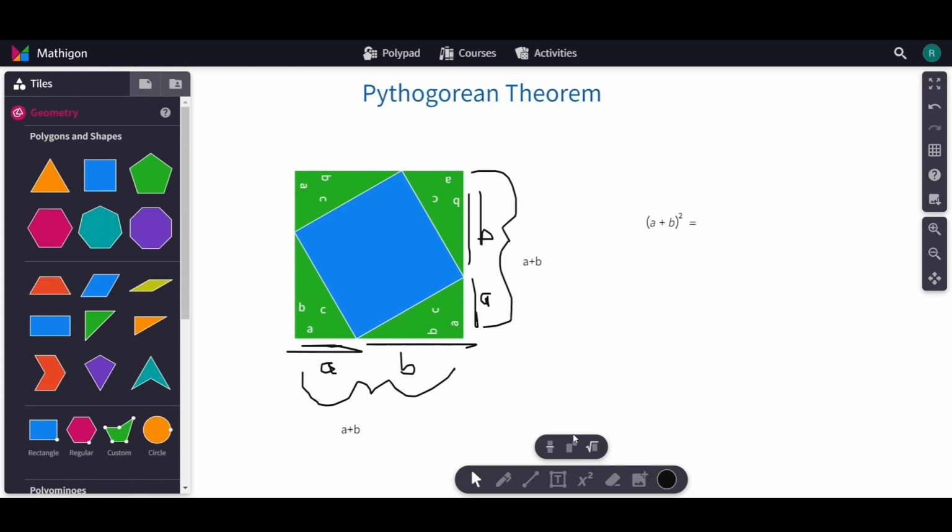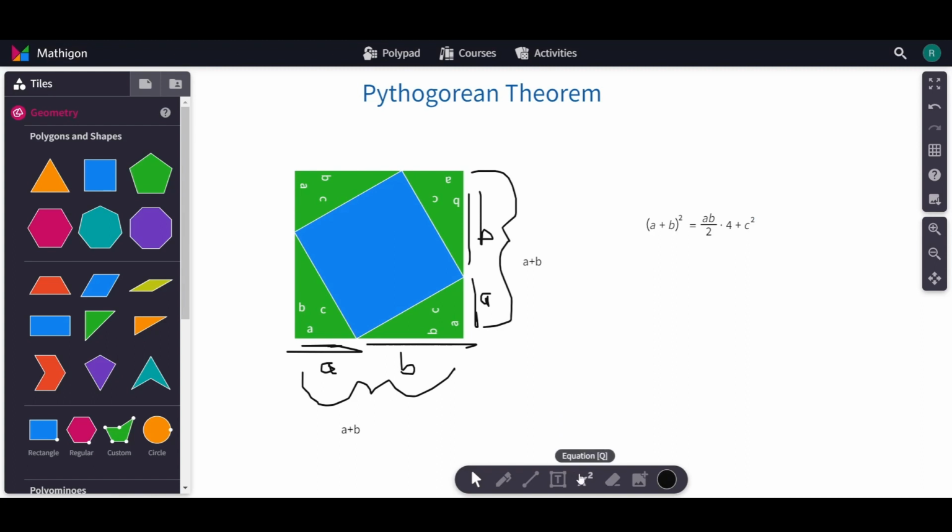So what do we have here? We have 4 triangles. The area of a single triangle is equal to A times B, the sides A and B, over 2. So AB over 2. And we have 4 of these triangles, so we will multiply by 4. And lastly, we have our square inside of our rectangle, a small square. It will have an area of C times C, which is C squared.